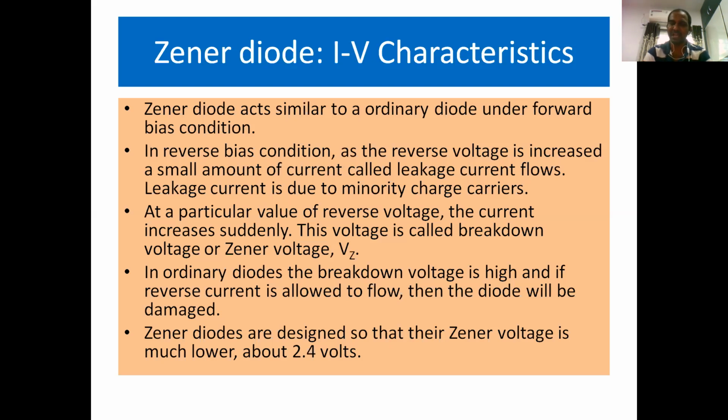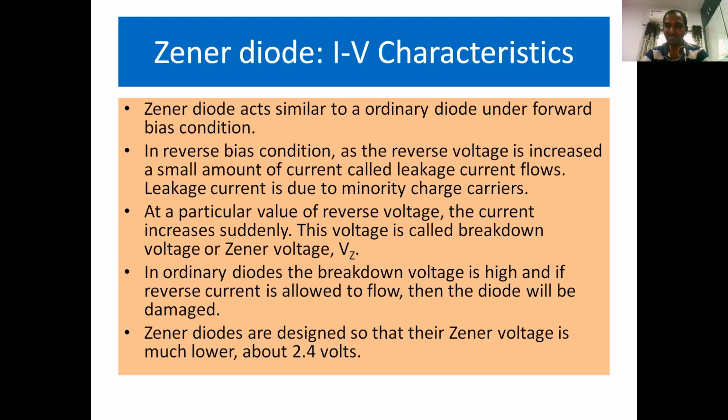Simply, whether it may be a Zener diode or a PN junction diode, if you operate them in the reverse bias condition, the charge carriers move away from the junction. As a result, the width of the depletion region increases. If the reverse voltage is more than the potential barrier voltage, the depletion region width continuously increases. At one stage, the junction will break down.